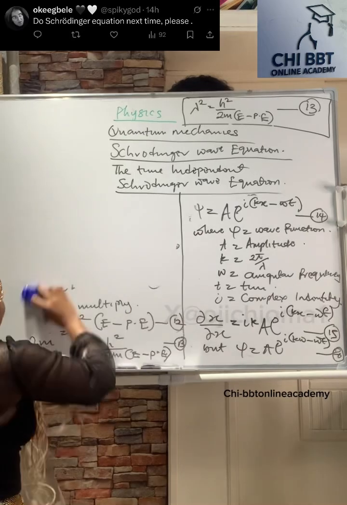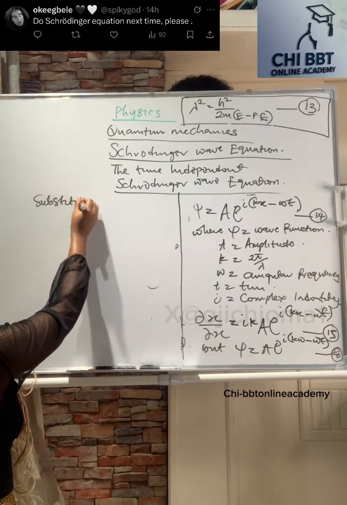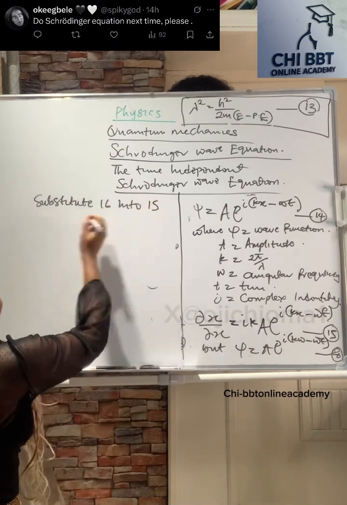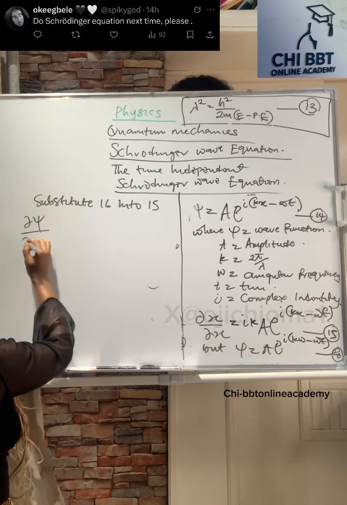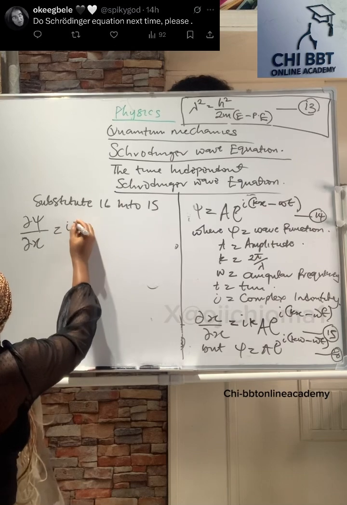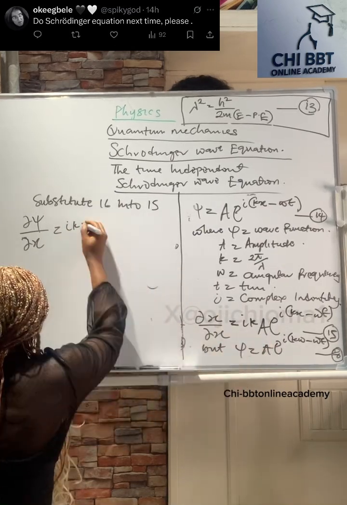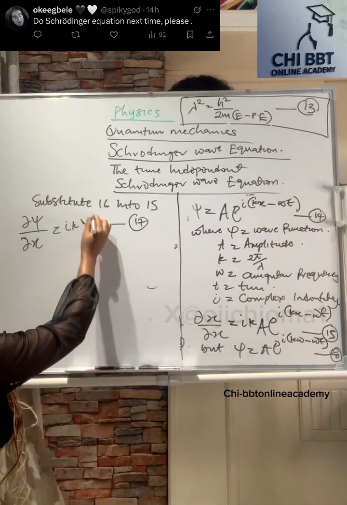Let's go. Substitute 16 into 15. We have the first partial derivative of the wave function with respect to x equals ik, everything here is phi, so we substitute it back, phi, equation 17. Now you see that this is phi, the wave function.